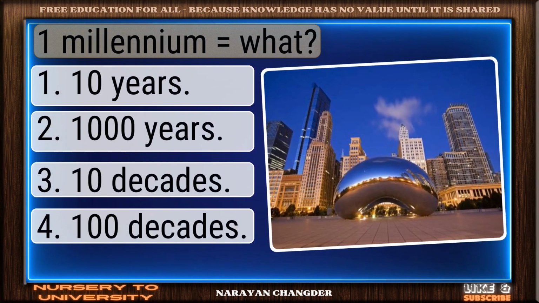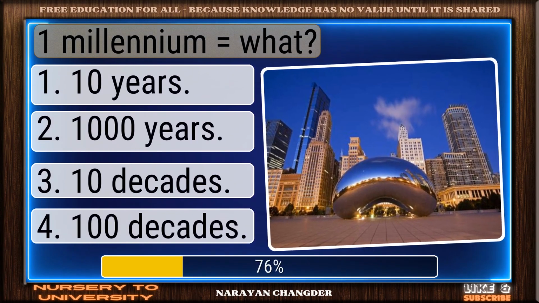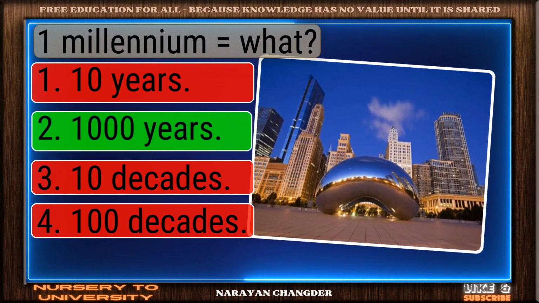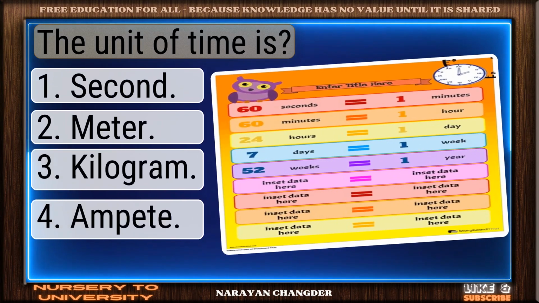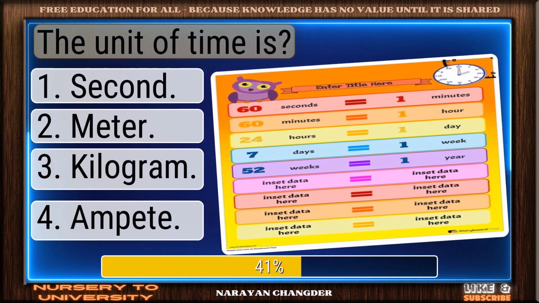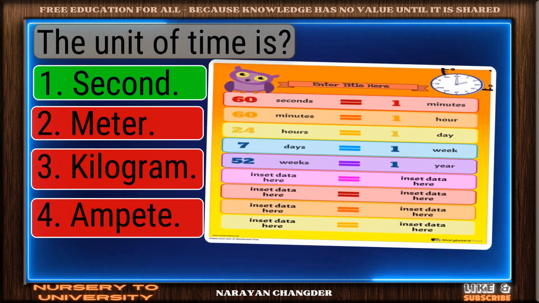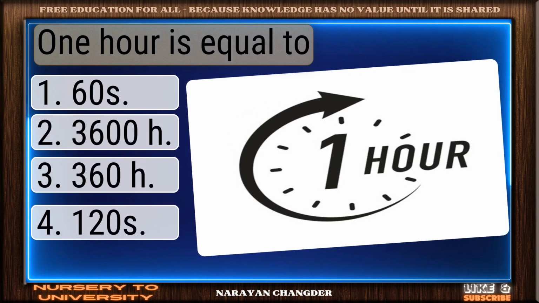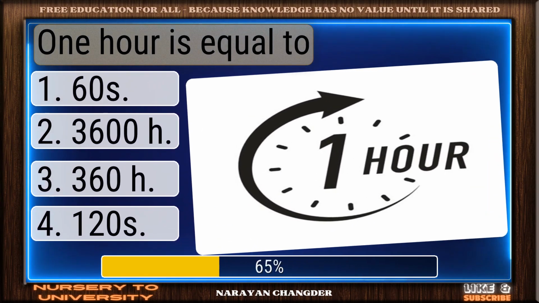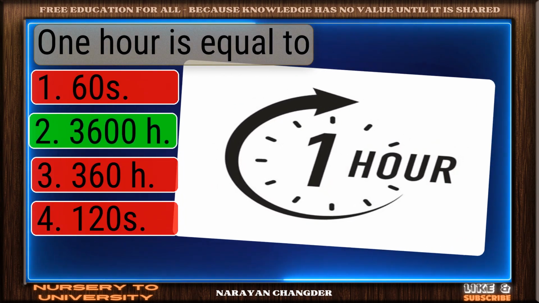Question number 273. 1 millennium equal to what? Clear logic. Your choice 1,000 years is sound and 100% true. Question number 274. The unit of time is. Solid response. Second is a valid choice. Question number 275. 1 hour is equal to. Correct response. 3600 is the most accurate answer.